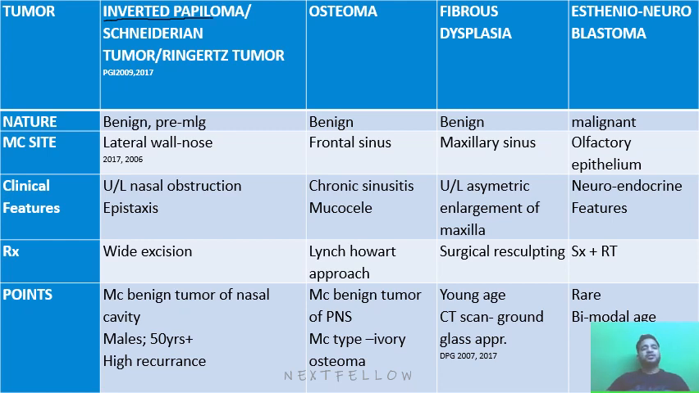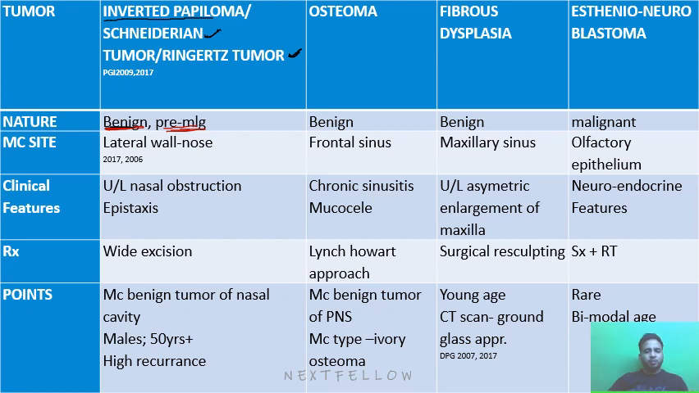Inverted papilloma. This is also known as Ringer's tumor or Cnidarian tumor. This has been asked in the PGI, the Ringer's tumor, what are the other names of the inverted papilloma? So try to remember these two names. So what is inverted papilloma? It is the most common benign tumor of nasal cavity. So it is a benign tumor but pre-malignant.